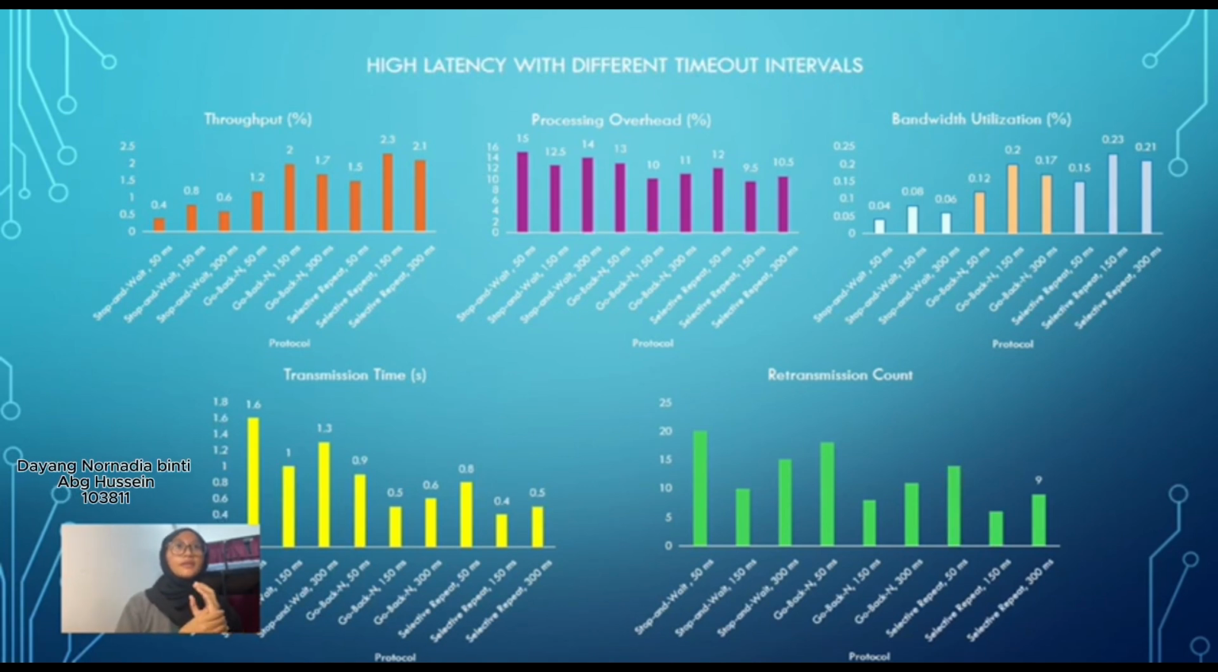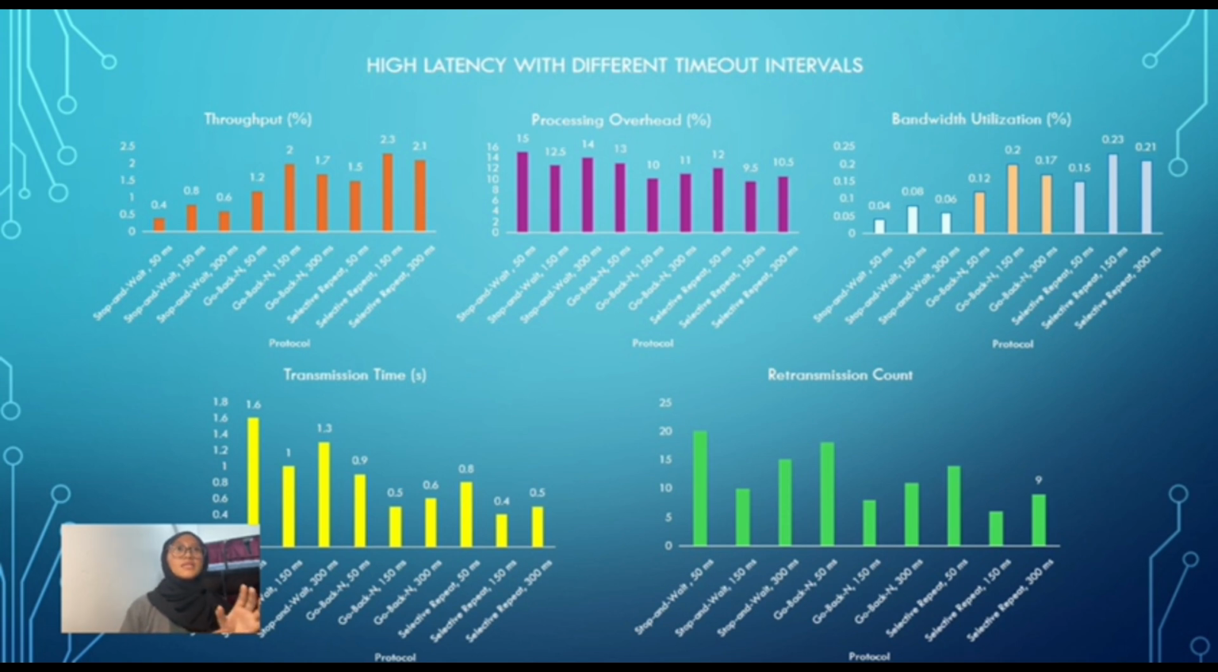Now I'm going to explain the throughput. Selective repeat consistently offers the best throughput, especially at 150 milliseconds and 300 milliseconds timeouts, reaching over 2%. Stop and wait performs worse because it shows very low throughput due to its inefficient waiting.